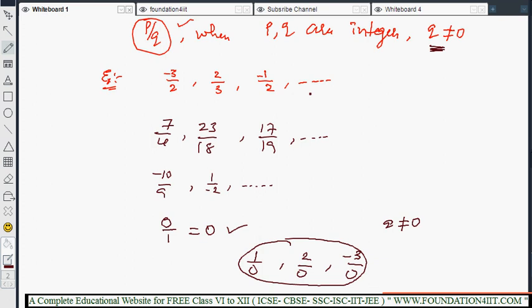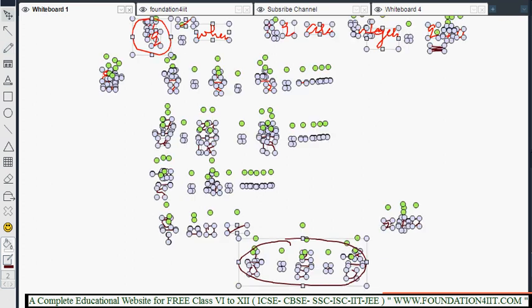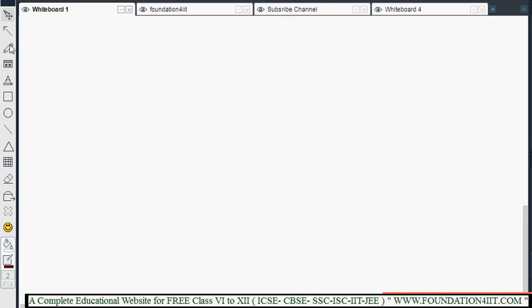Now, from this same thing, some more points from the rational numbers. Positive rationals and negative rationals we'll see now.